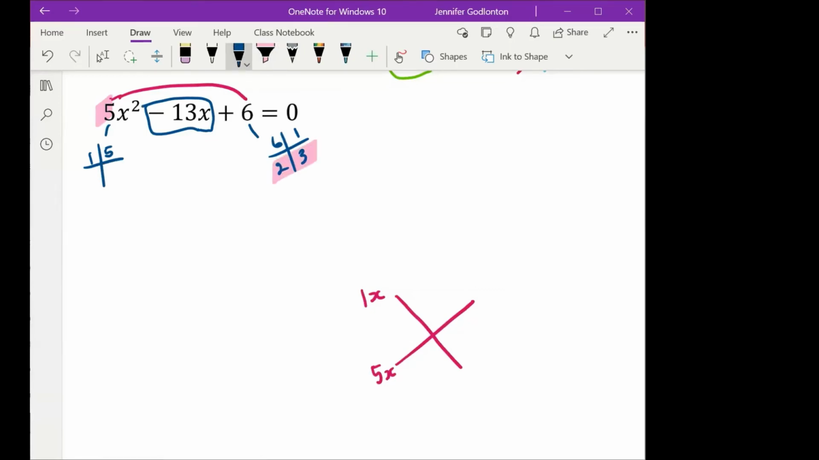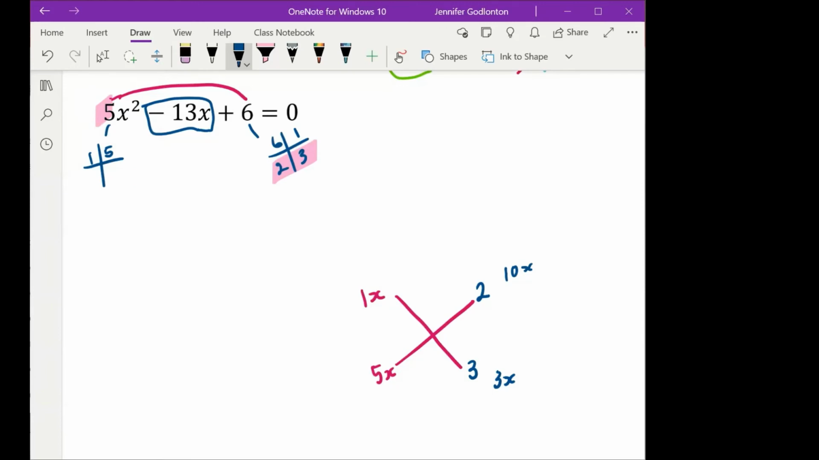It just sometimes helps. So if I put our 2 over here, 5x times 2 is going to give me 10x. And if I put my 3 over here, 1x times 3 is going to give me 3x. Now we're on the right track because we're trying to find negative 13x. So what does that mean both of them have to have? What sign do both of them need to be?